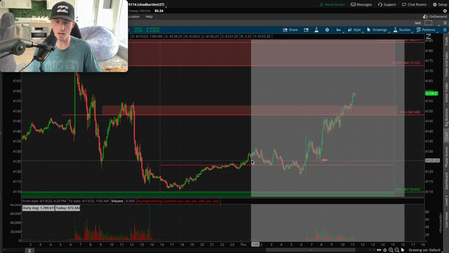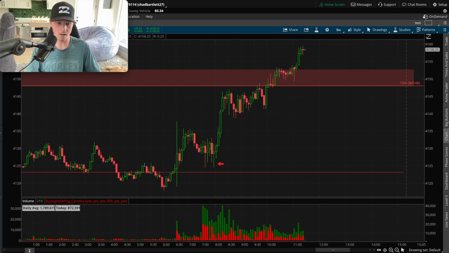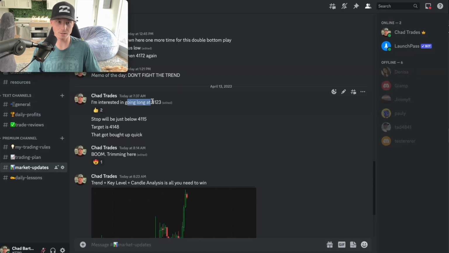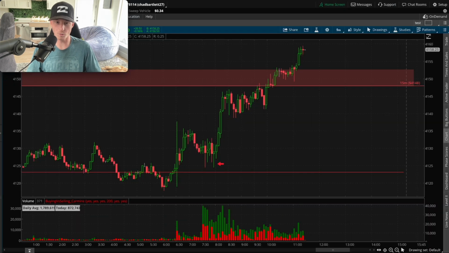And this is where at 7:37 from my Discord, this is where I said I'm going long at 41.23, around there. So anyways, this was around right here. We started dipping down into this level. So the lowest we got was 41.24. So we didn't get exactly to my level, but I was still able to take a position in just because, as we can see, this is one of the things in my checklist.